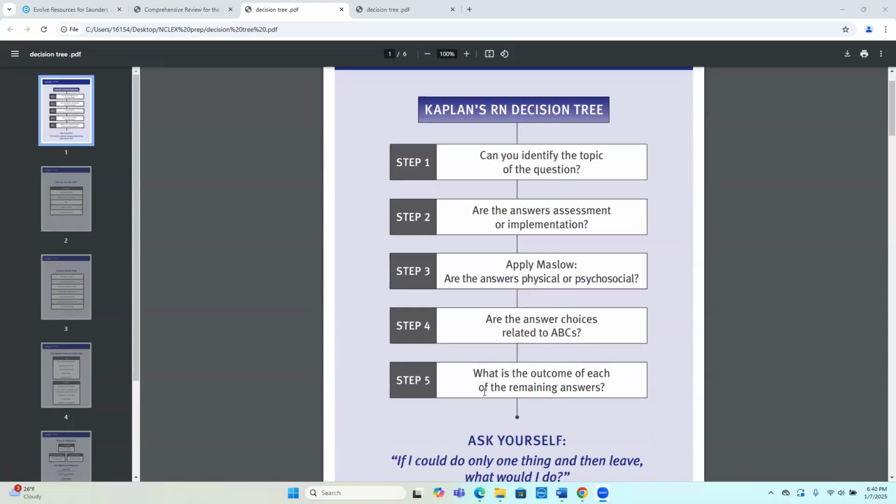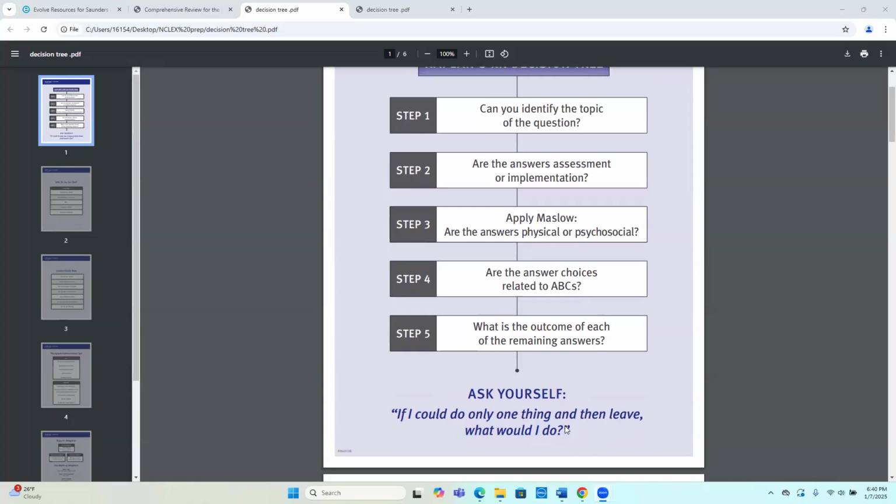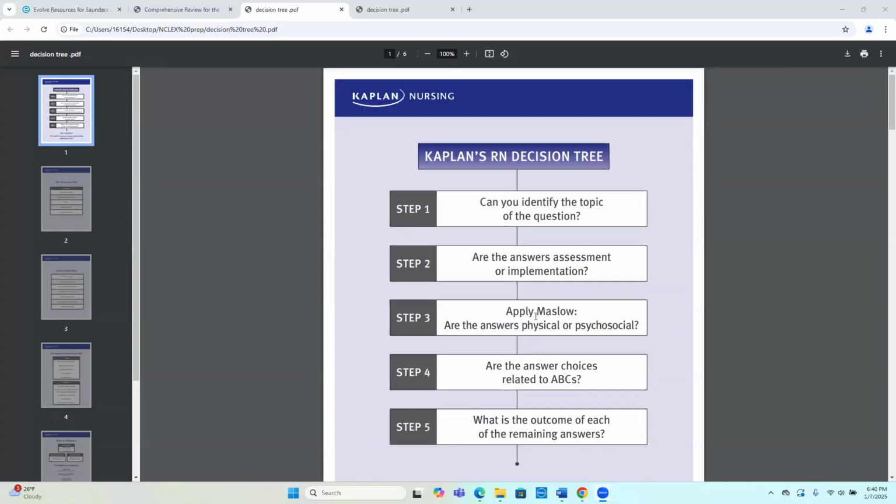Once we've done that, we want to look at the remaining answer choices and ask, what is our rationale for each one? What is the outcome of the answer choice? Okay, so we're looking at that. And then if we could only do one thing for that patient, what would we do as the nurse? Now I would also like to add two other things. Whenever you pick your answer choice, remember your answer choice is always going to match the topic or the stem of your question, okay? So it's always going to relate back to that step 1.